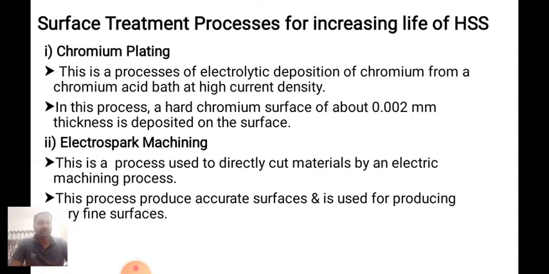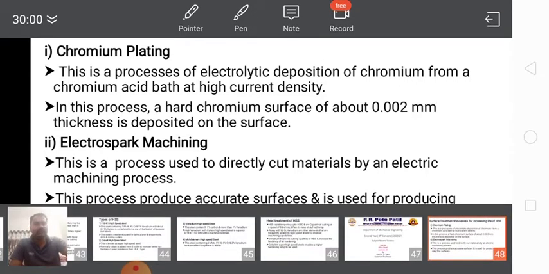Then next is the electrospark machining. Before that, we will see one video related to chromium plating.